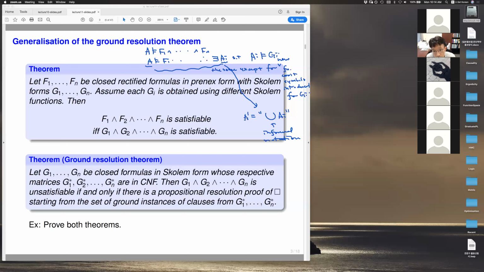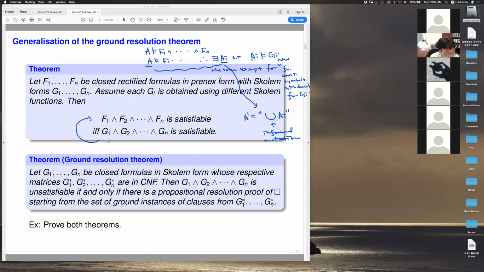Then we can show that this A prime continues to satisfy each Gi. And because it's a single A prime, it is the one that satisfies all of them. Okay, that's how you can do this. The opposite direction is the same.